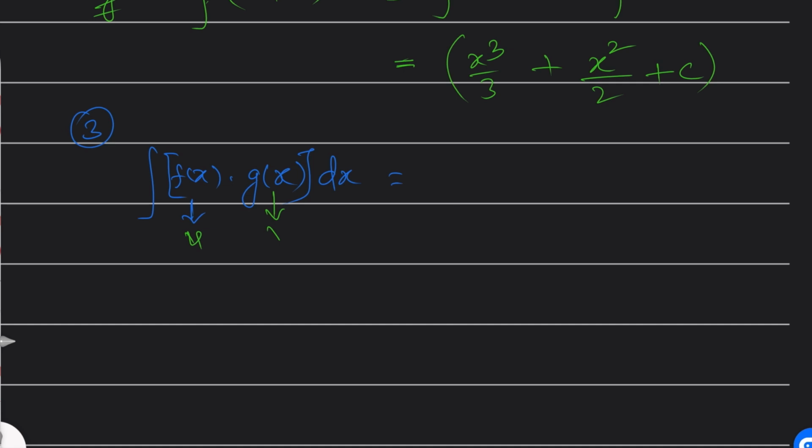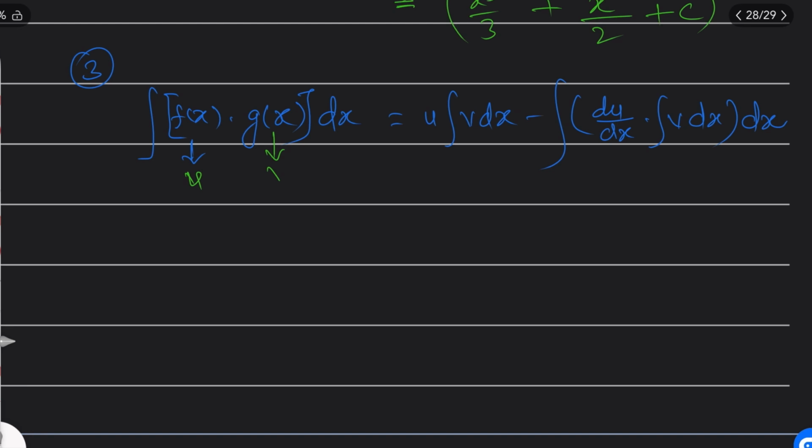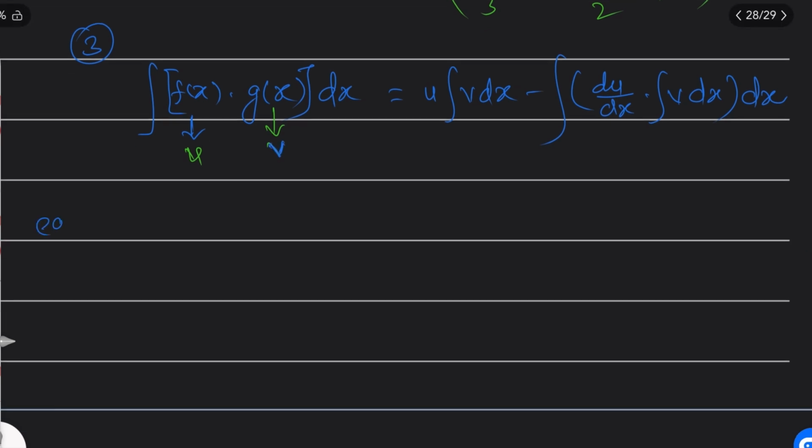Sir, always keep in mind: u times integration of v dx, minus integration of bracket, du by dx times integration of v dx, bracket close, again dx. This is the formula you should remember, sir. Very important, sir. This is u and this is v. Now a simple example I am giving to you.